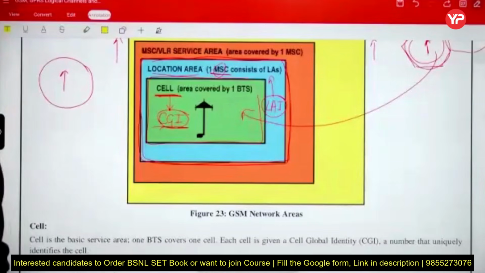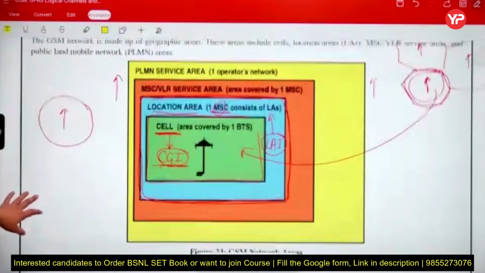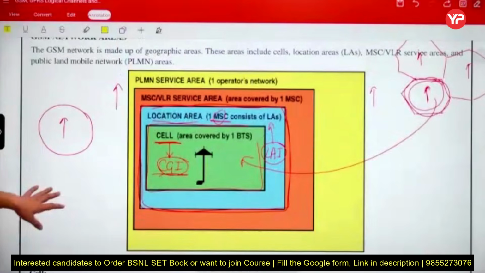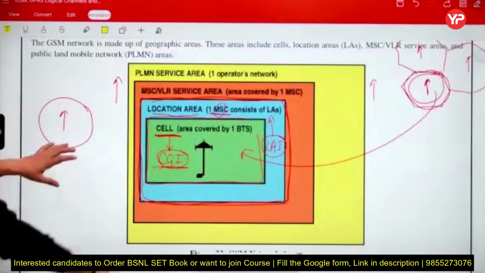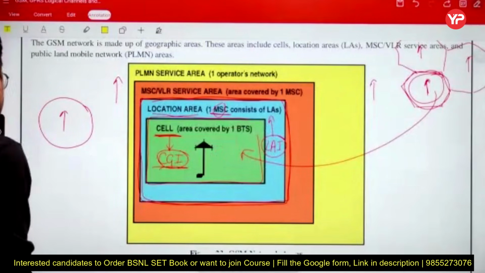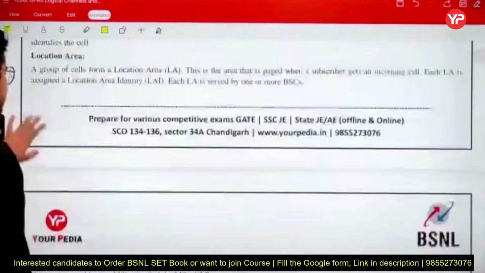So that's the MSC, and after that MSC comes the PLMN, that is public land mobile network. This is called basically the complete one operator combined together.